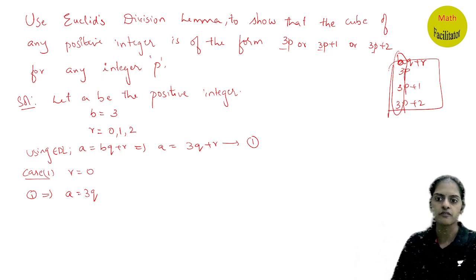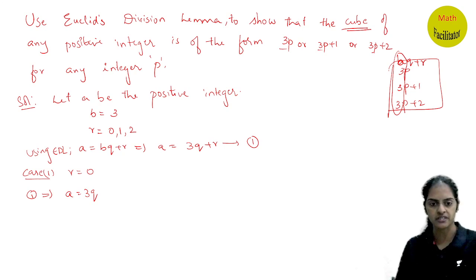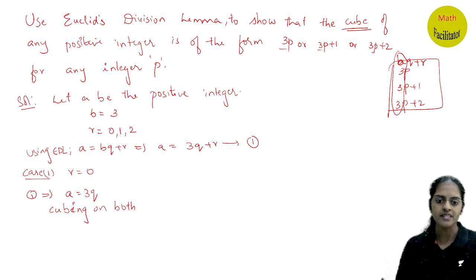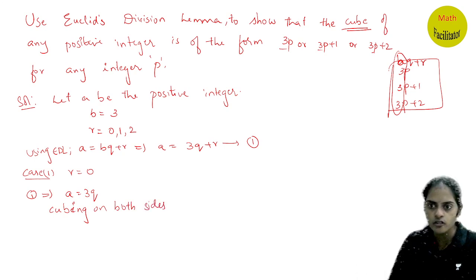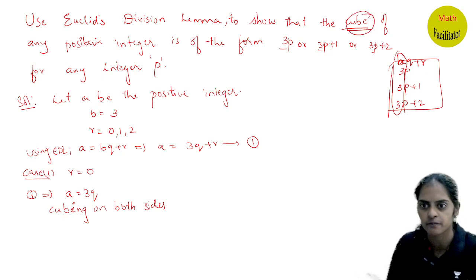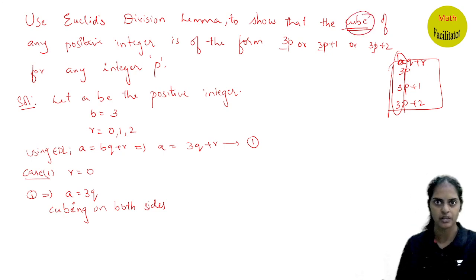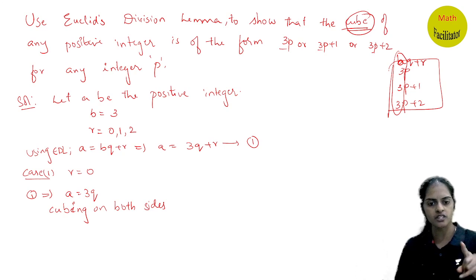Now what we have to prove? We have to prove about the cube of any positive integer. So I have to cube here. a is a positive integer, but I want the cube of that, so cube on both sides. Suppose in the same question they ask you for square instead of cube, then you will square on both sides. So whether you have to cube or square depends on the question. In the question they said cube, so you have to cube on both sides.